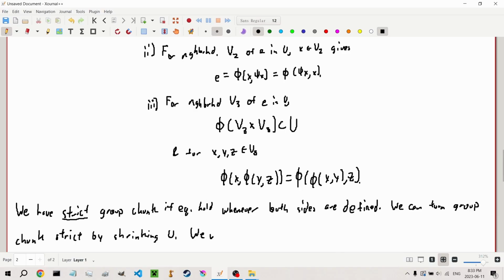And we're going to write phi of x and y to be xy, and c of x to be x inverse, whenever possible, whenever it is unambiguous.